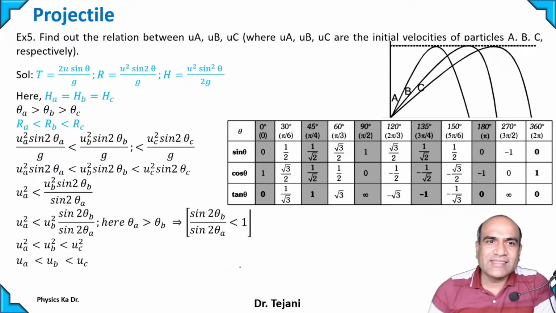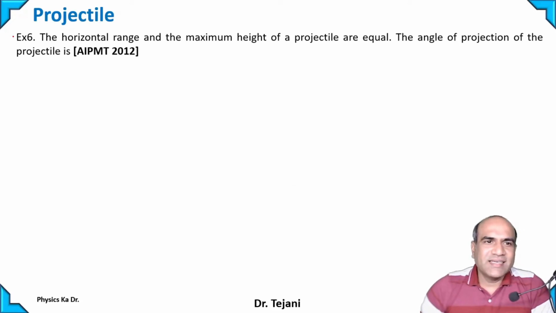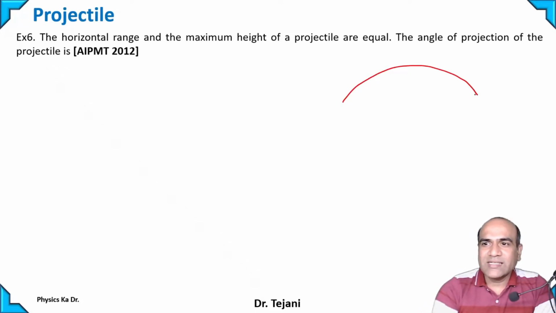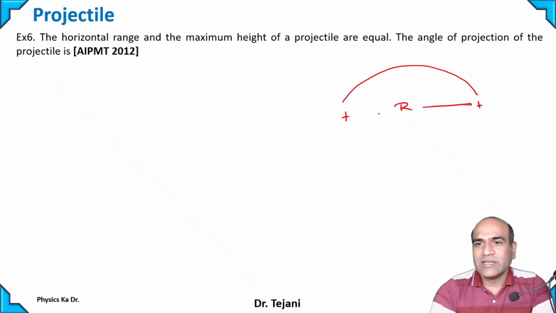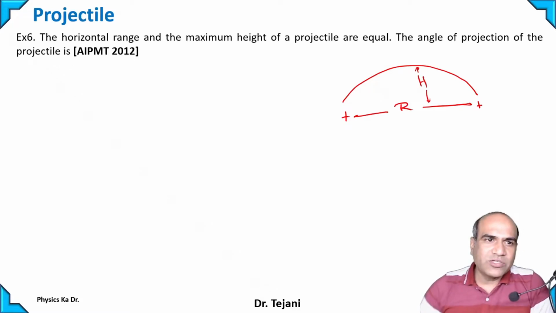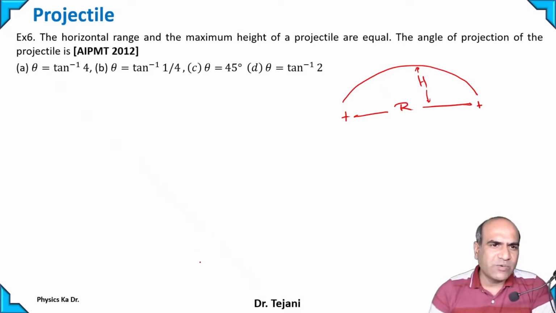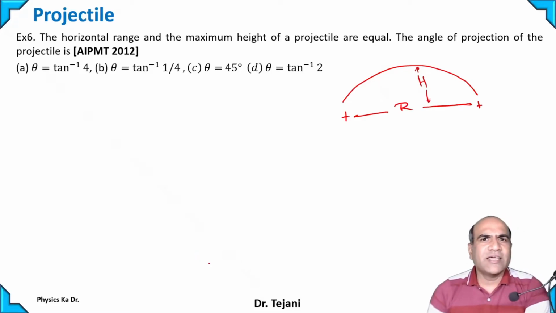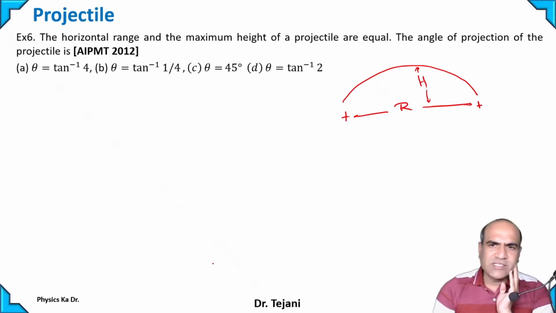Now next is example number 6, from All India Pre-Medical Test 2012. The horizontal range and the maximum height of a projectile are equal. See, here it is given like that. The object is a projectile. We know that from first point to last point, this is known as a range, and this is height. If both are equal, the angle of projection of the projectile is, four options are given: theta is tan inverse 4, theta is tan inverse 1 by 4, theta is 45 degree, theta is tan inverse 2.